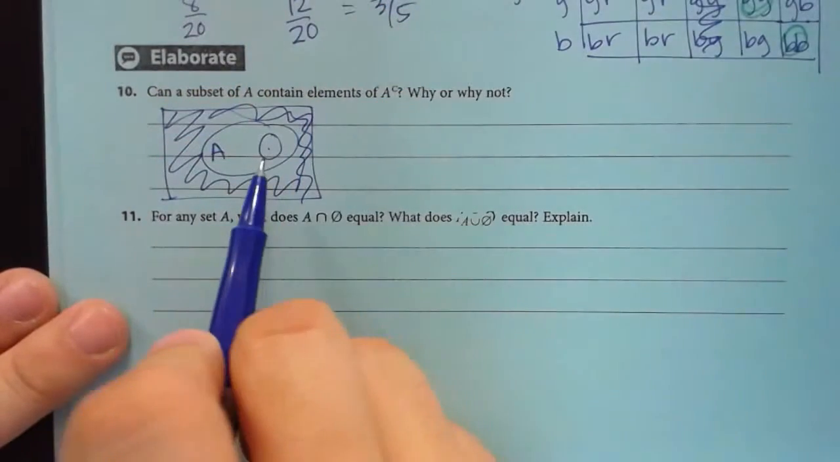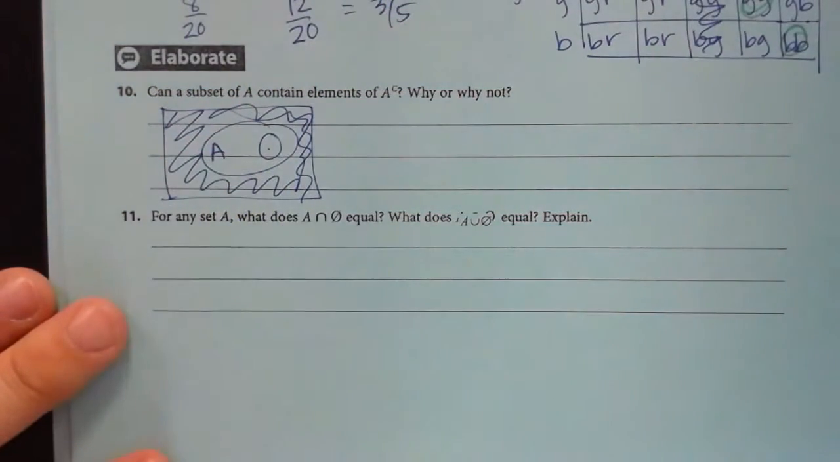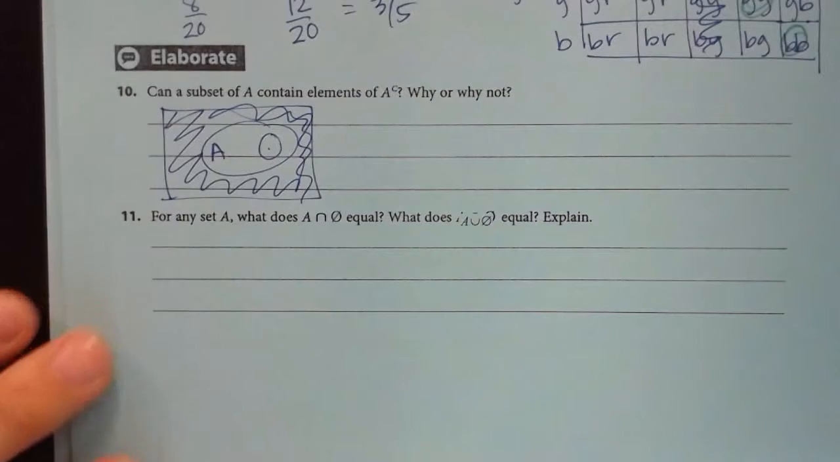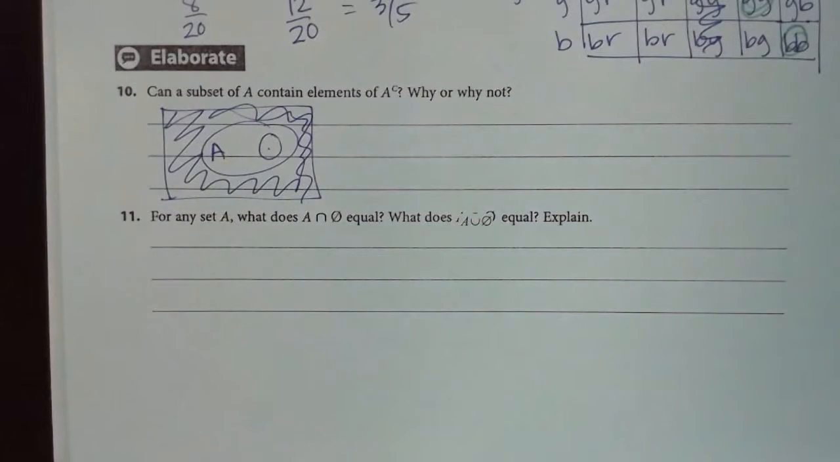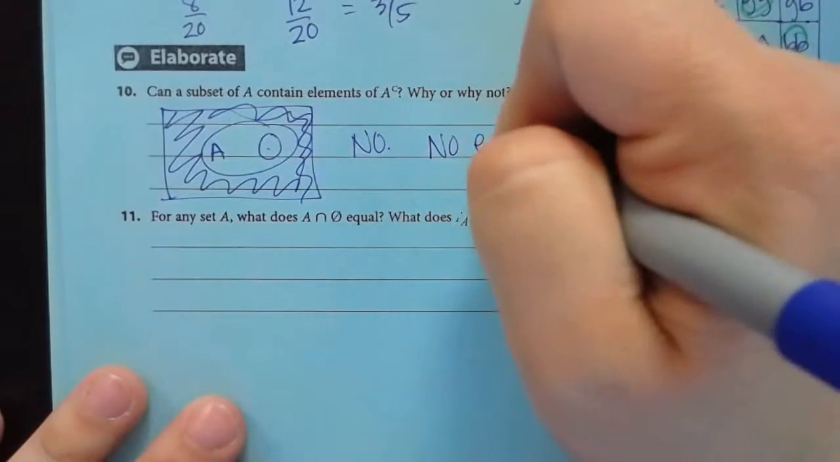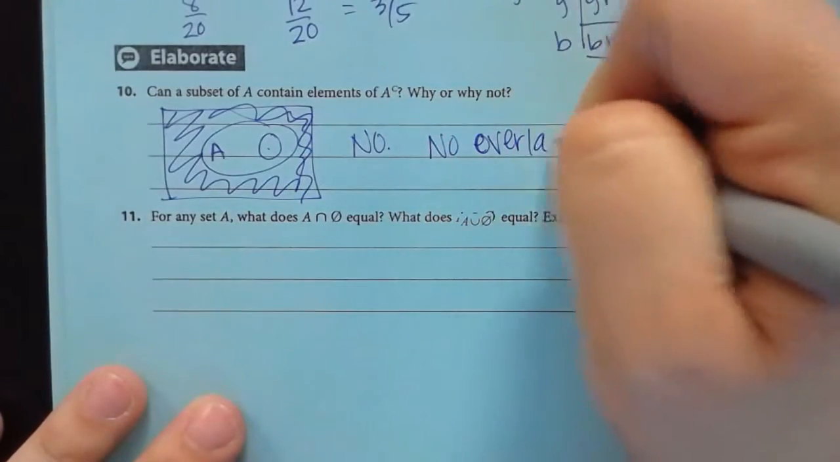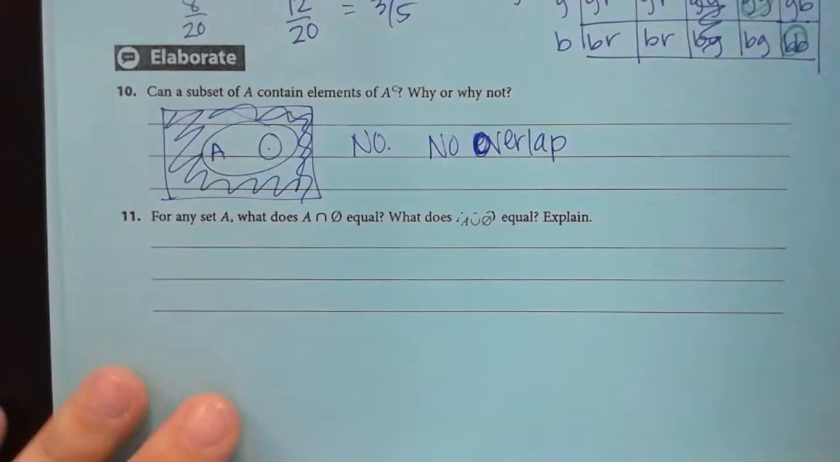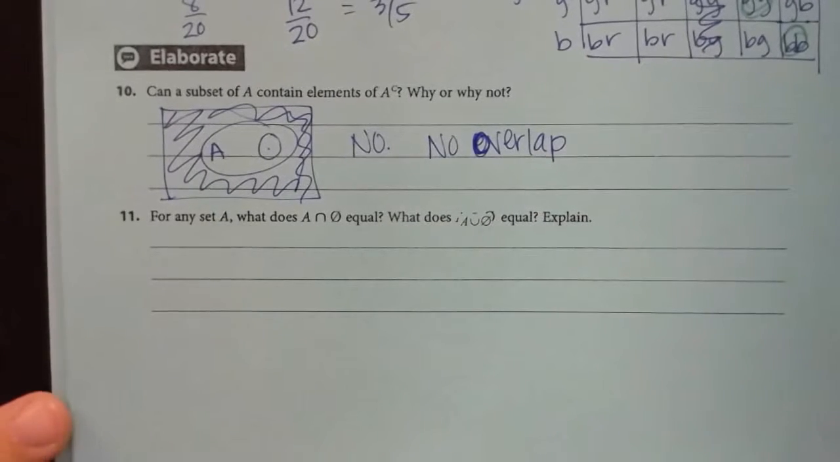Would there ever be an overlap between that little circle and the outside? No. Because that's inside of A. There's never going to be an overlap. The subset will always be inside of A. It'll never be on the outside.